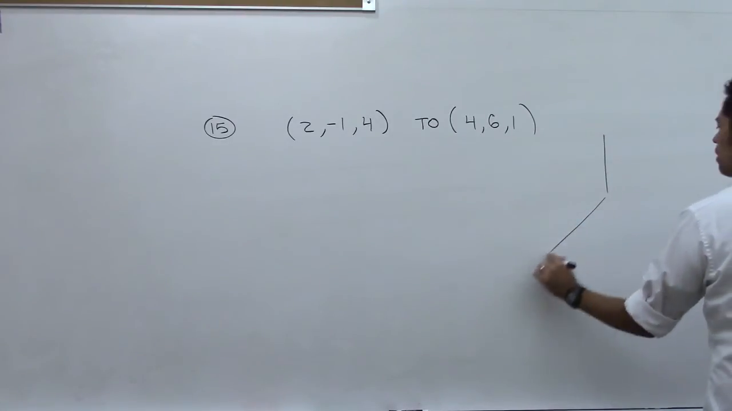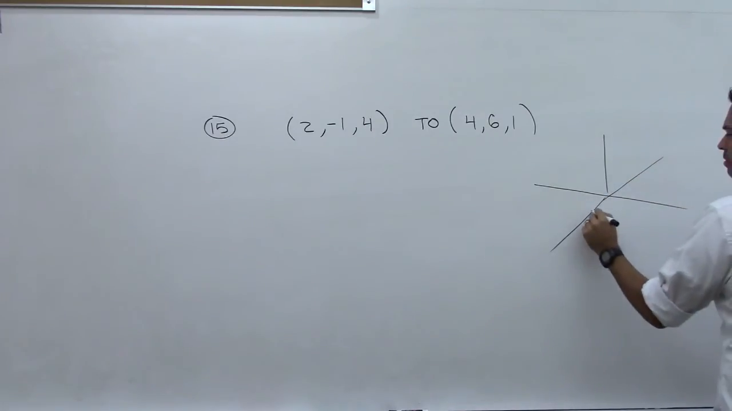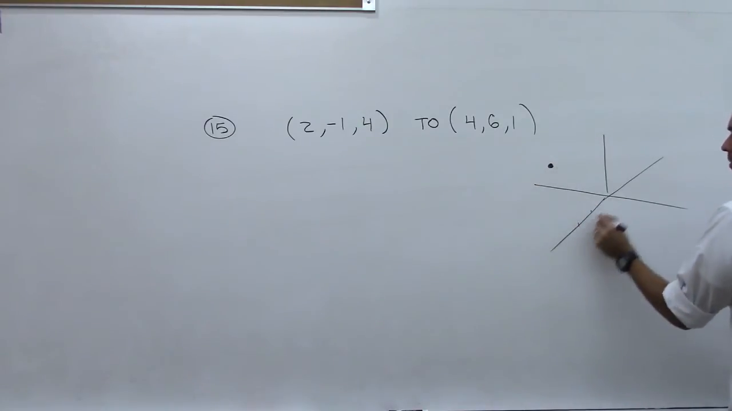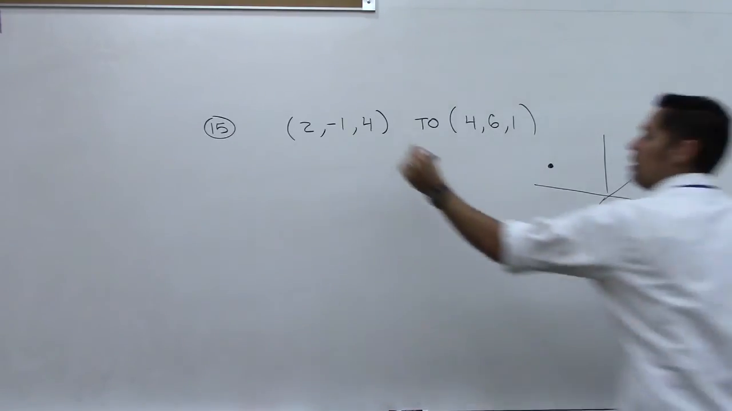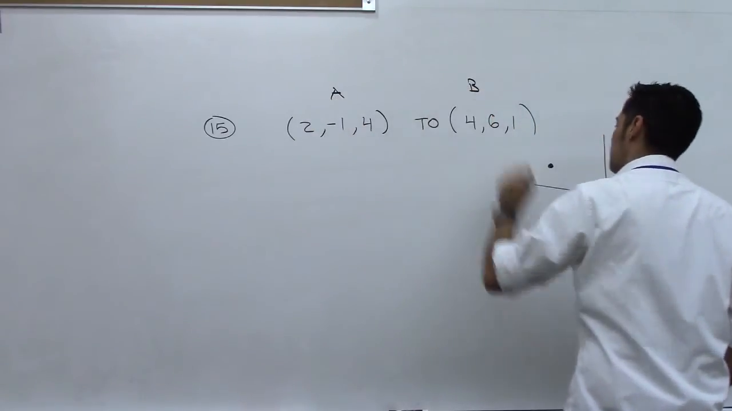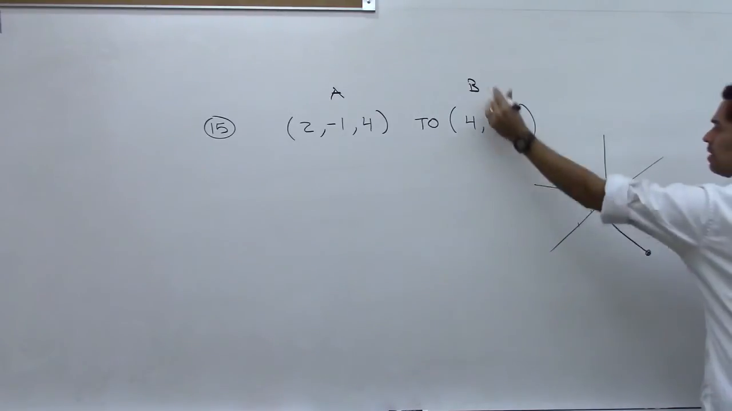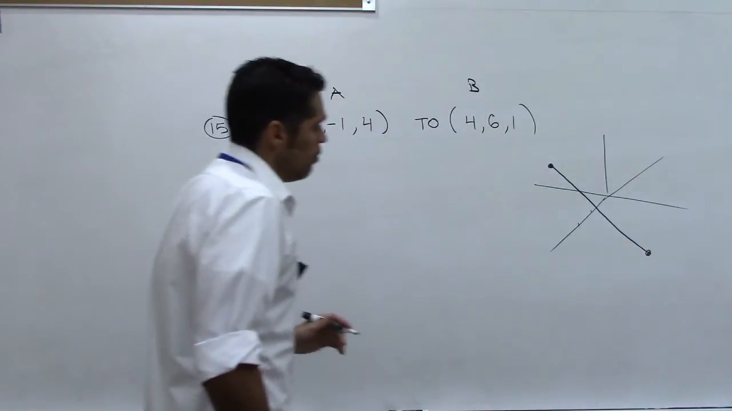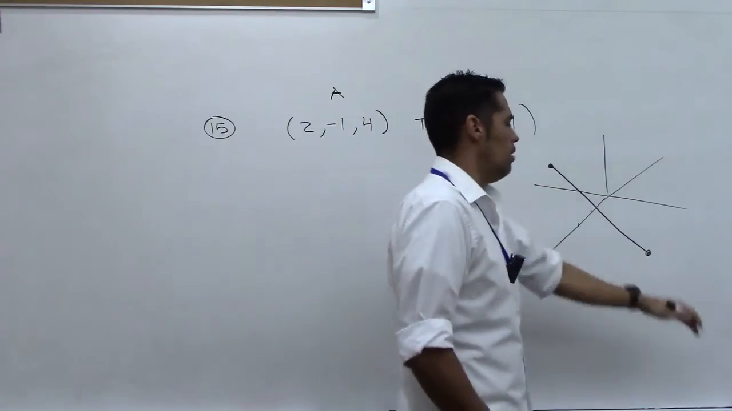So if I were to sketch this thing, 2, negative 1, 4, a point something like that, then maybe 4, 6, 1 would be down here. So we've got these 2 points. I'll call them point A and point B. We want the line segment that connects these two. We do not want to continue and extend that line forever. All that means that we're going to need to restrict what t is. We're not going to let t be all real numbers. If we do that, it'll draw the whole line.